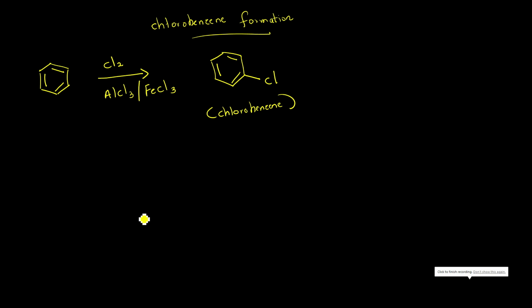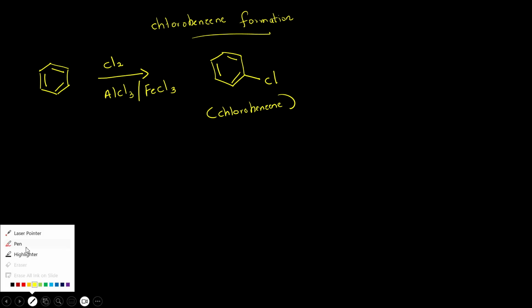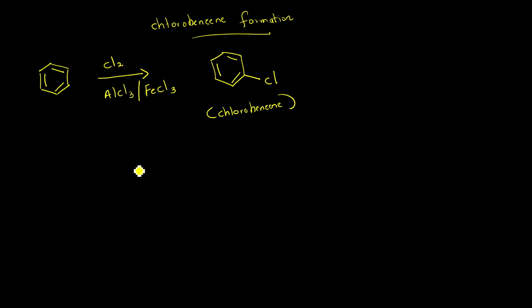Okay, so in this video, let's talk about benzene and its reactions. The first reaction we are going to talk about is the formation of chlorobenzene. Here we are going to add chlorine into our benzene ring, right? Normally benzene is a very stable structure, so we need a catalyst.